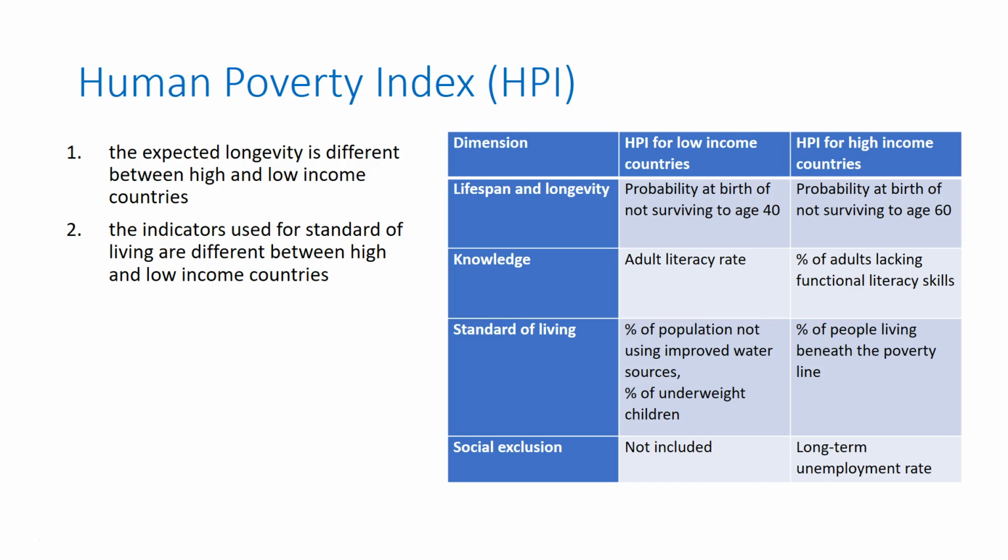And for low-income countries, it's going to be access to water. And when we say improved water sources, we mean something that's not a river or a stream. We mean something that's pumped, a tap of some kind that's been processed by a municipality, hopefully. And social exclusion: we don't measure social exclusion for the low-income countries, but we've decided that's an important component for the high-income countries.